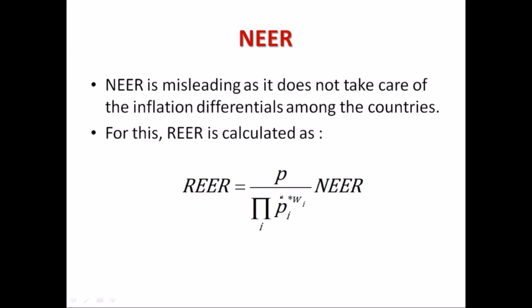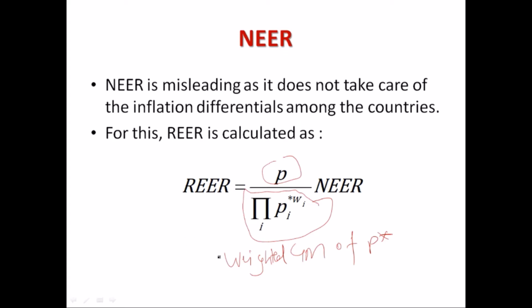So the real exchange rate or the real effective exchange rate is the inflation adjusted nominal exchange rate. So this can be calculated as the domestic price level divided by the geometric weighted average of the foreign price levels. So this is the weighted geometric average of P star, the foreign price levels.